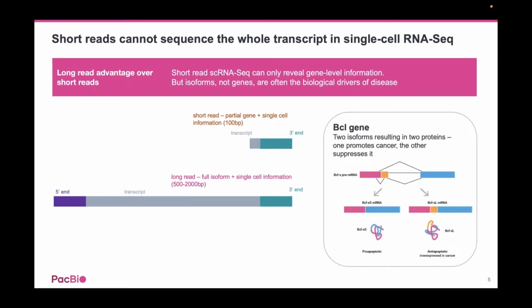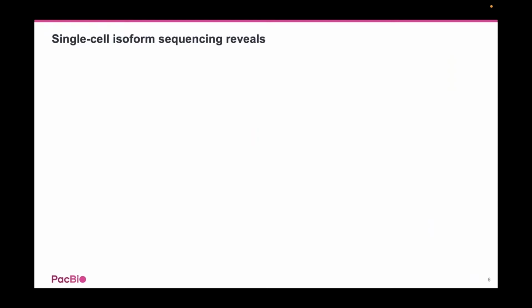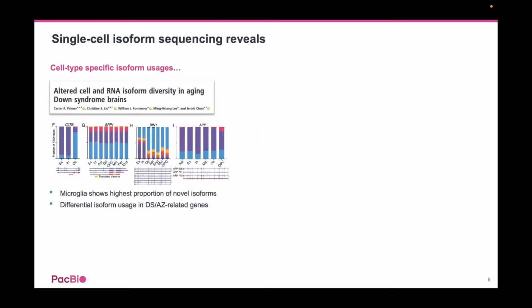We know that isoforms are important in discerning diseases. For example, in cancer, the BCL gene has two isoforms. One promotes cancer, while the other suppresses it. PacBio customers have used single-cell Iso-seq to reveal different disease states. For example, applying this to aging Down syndrome brains, they have shown different isoform expressions amongst different cell types.